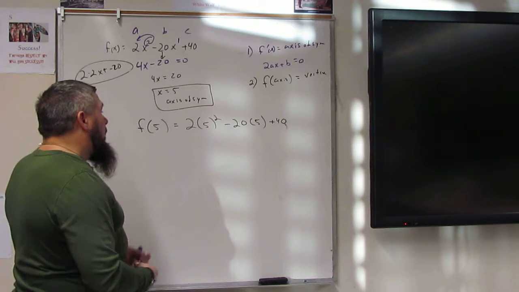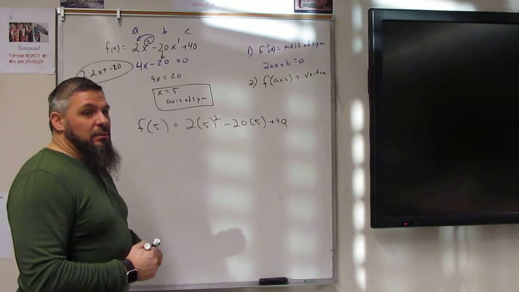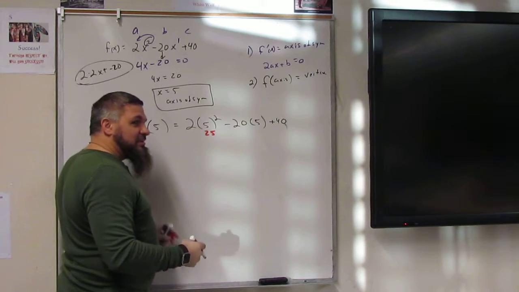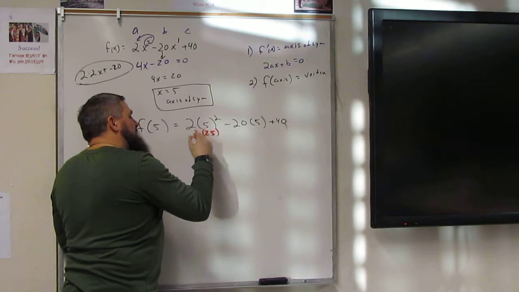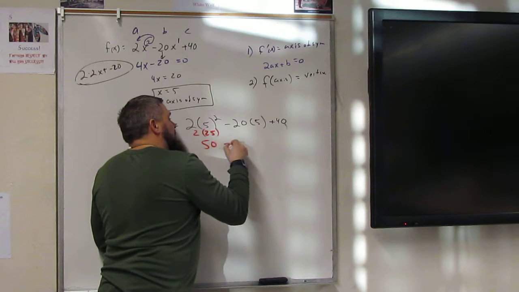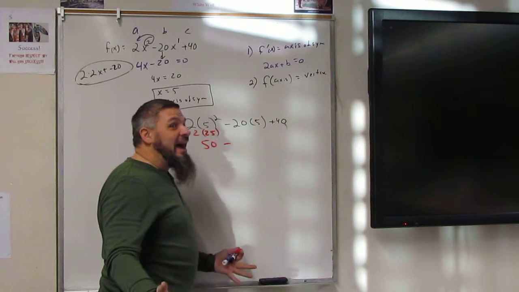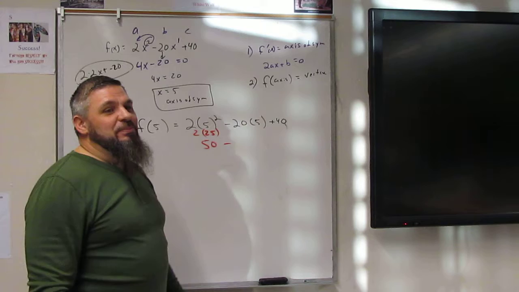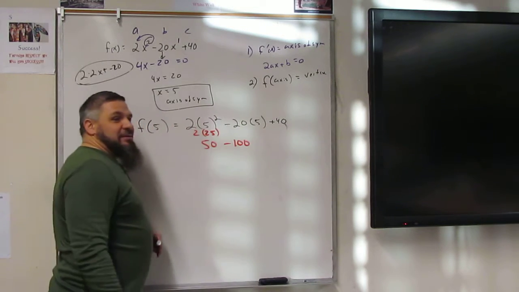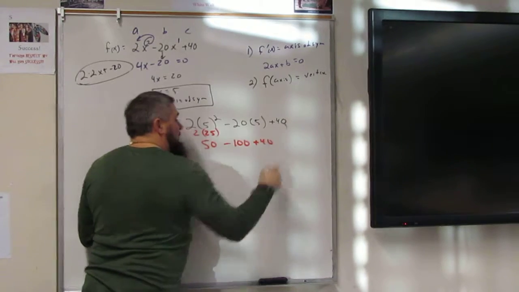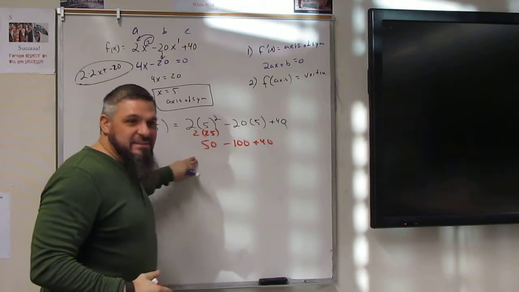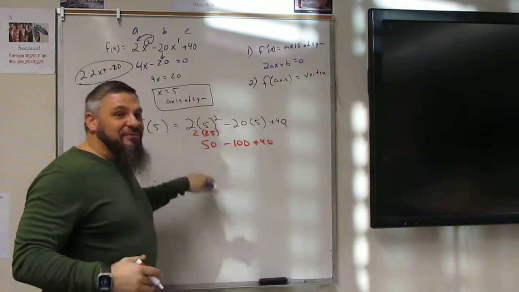Alright, what's 5 squared? 25, good. What's 2 times 25? 50, there you go. What's 20 times 5? You got 5 20s in your pocket. Now, these are halves of each other, right? Always. If these don't come up as halves, you did something wrong.